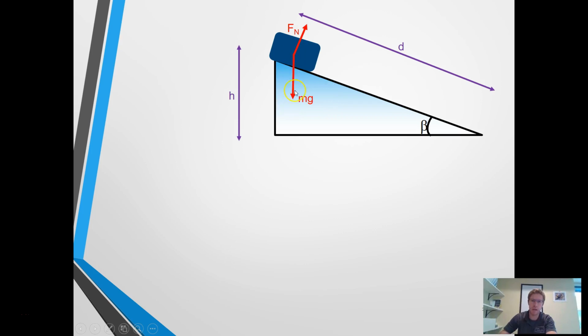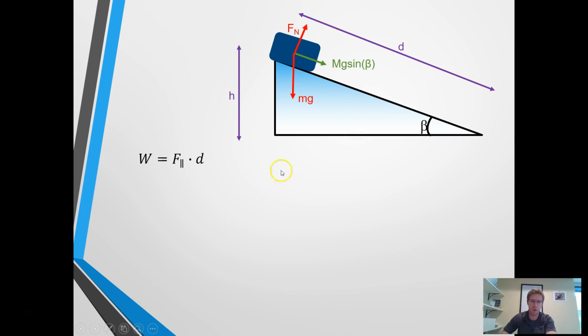The only other force that must be doing work is the weight. But if you notice, the weight is mostly into the ramp. Only a small portion of it is down the ramp, and so it's only a small component of the weight that is parallel to the displacement. So it's only mg sine beta that's actually doing any work.